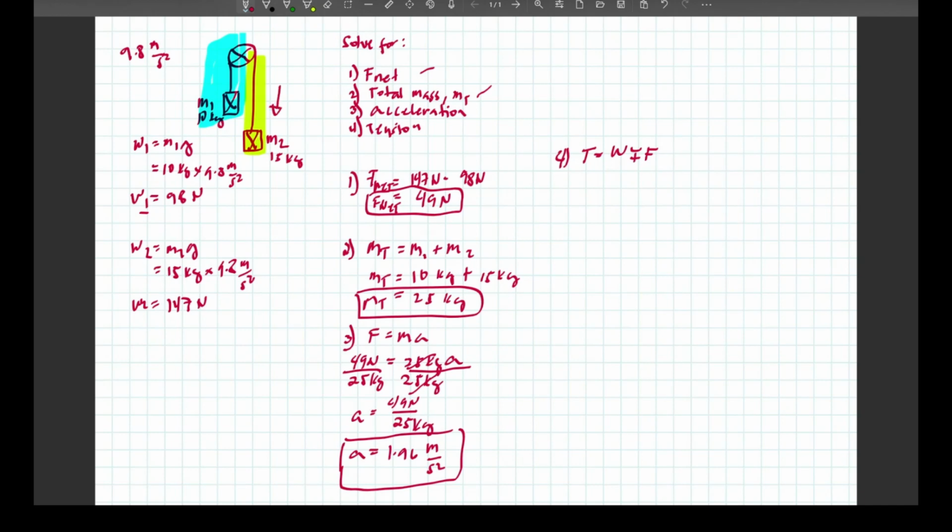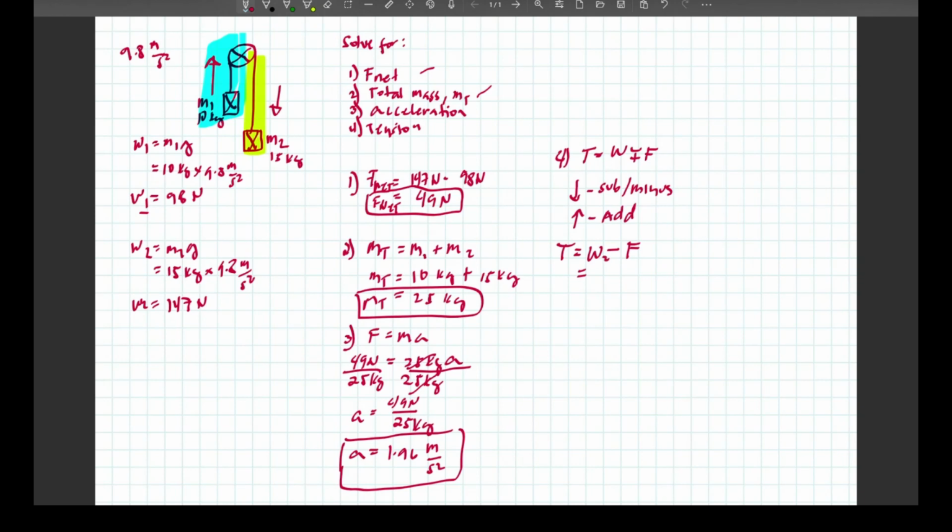And we know that mass 2 is going down since it is heavier. So if it's going down, we will use subtraction, or minus. For M1, we know that it is going up. So for the masses that are going up, we will use addition. We just simply add the force. Okay, so let's have the tension using system number 2. So T equals W minus F. Why minus? Because mass 2 is going down.